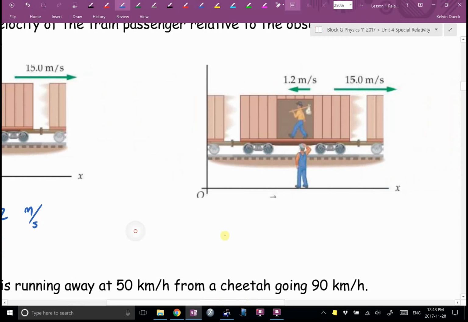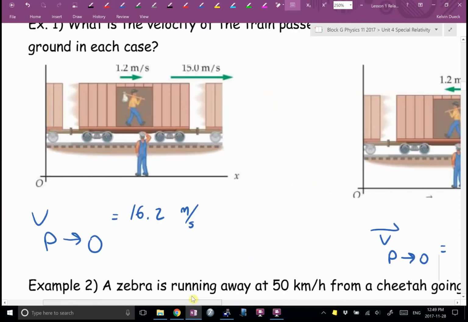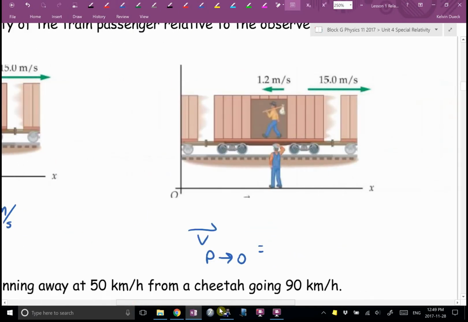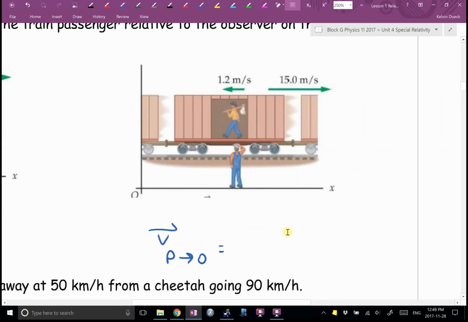What is the velocity of the passenger relative to the observer? And I'm saying velocity, did I use a vector sign? Because clearly here, direction does matter. Yes? Okay. What's the velocity of the passenger relative to the observer here? Yeah, Mackenzie. 13.8. Yeah, 13.8. Right? 15 minus 1.2. Don't forget to carry the 1. Yeah, 13.8.